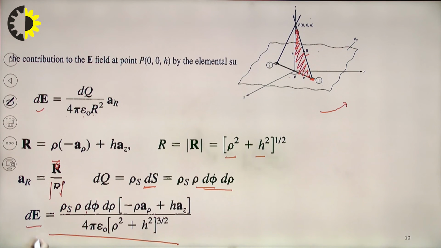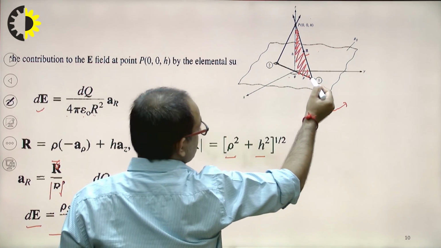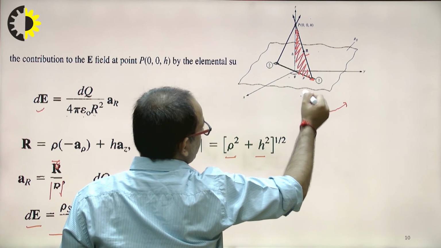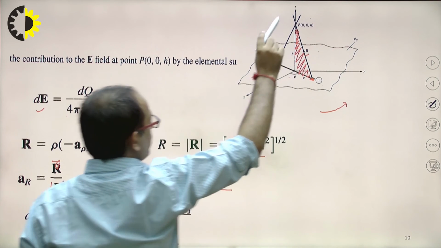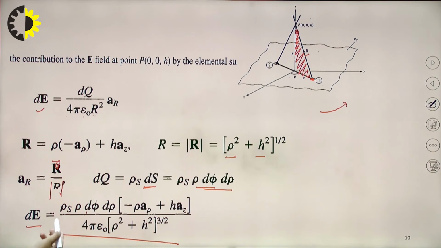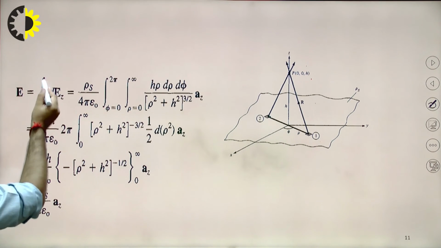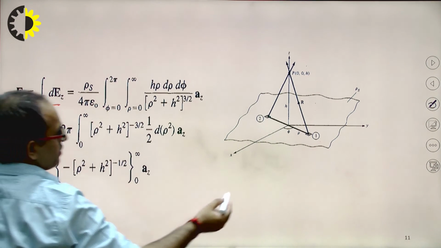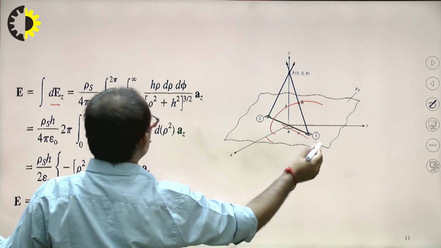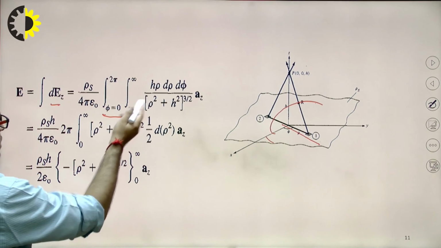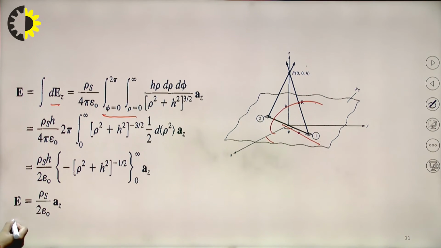Now I want to calculate the electric field at point P due to this small charge. If I want to calculate the whole electric field at this point P due to all point charges, that is E equals the integral of dEz. You will see that phi will vary from 0 to 2 pi and rho will vary from 0 to infinity. Clear? Now on integration you will get this one, the electric field at point P will be equal to rho s upon twice epsilon naught a cap z.